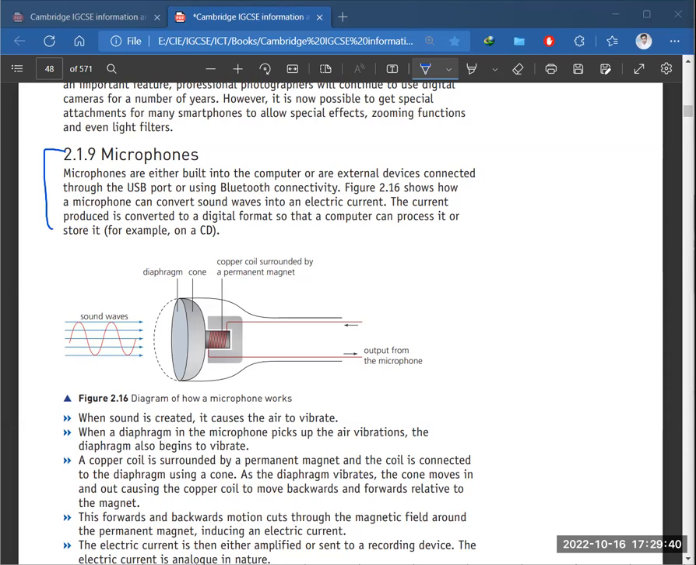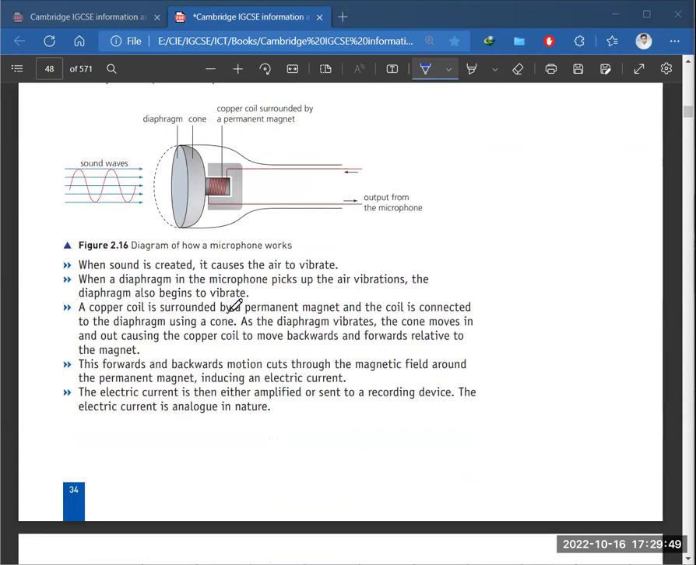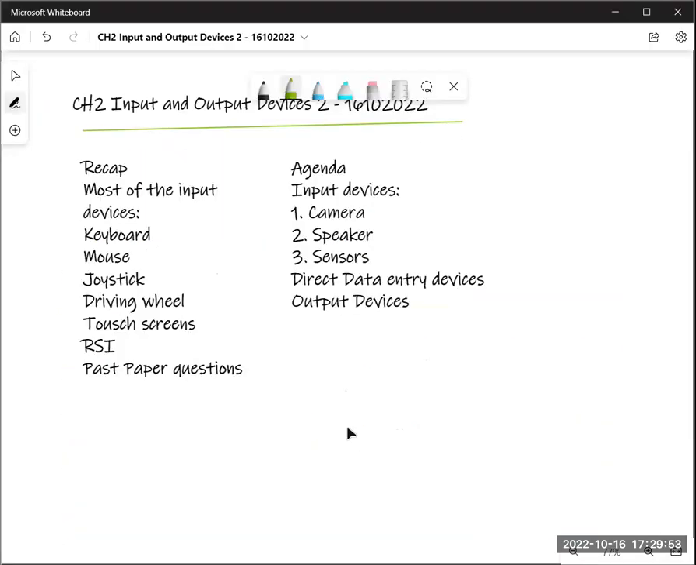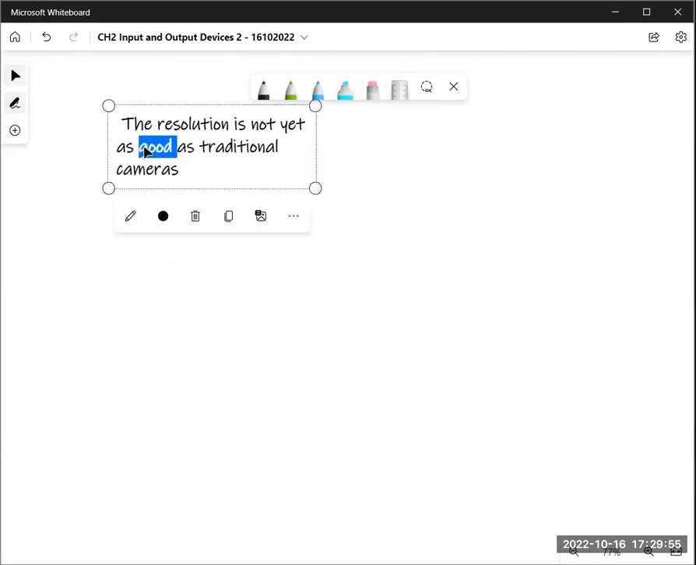Sir, that's all. Fine. Just a second. Let's continue. Now, microphones are either built in the computer. Okay. Now, I'll just tell you how this works on the whiteboard. Working of a microphone.